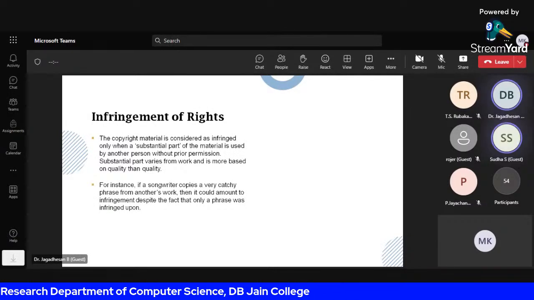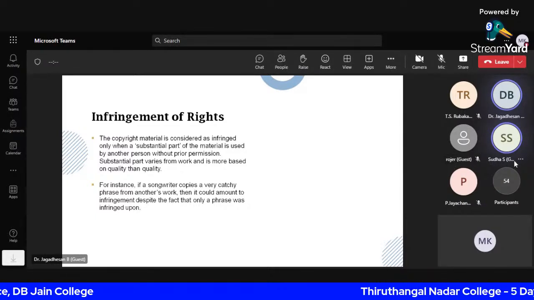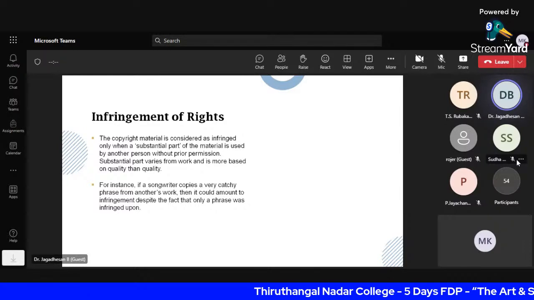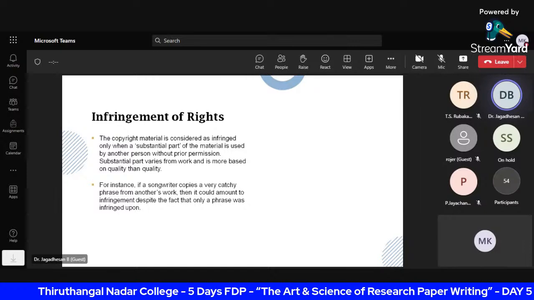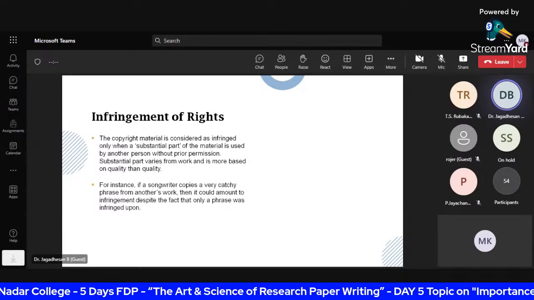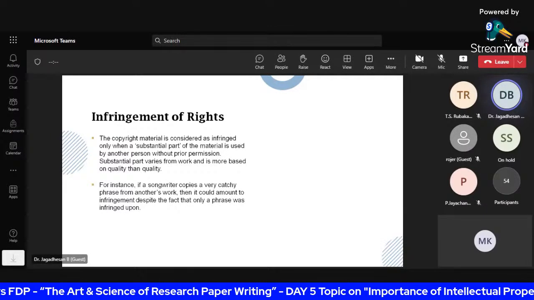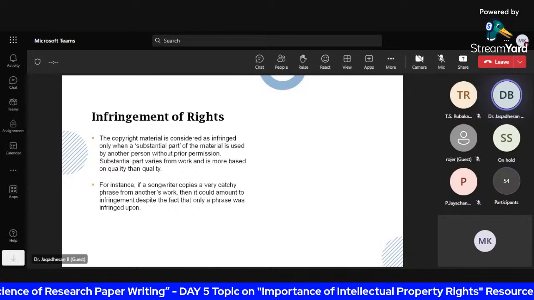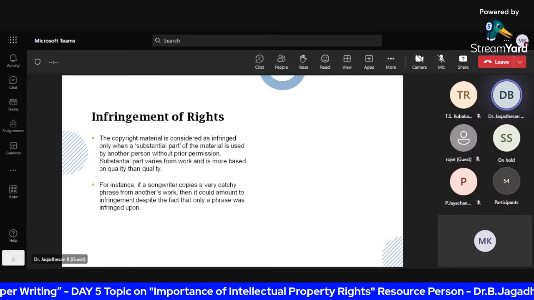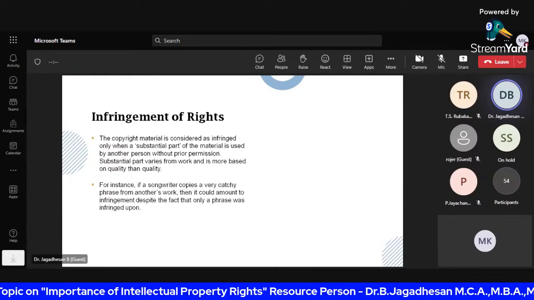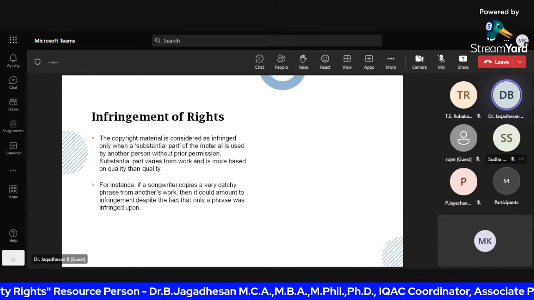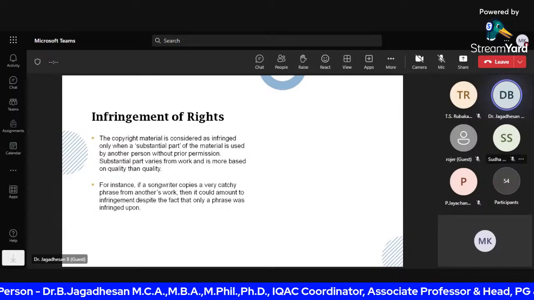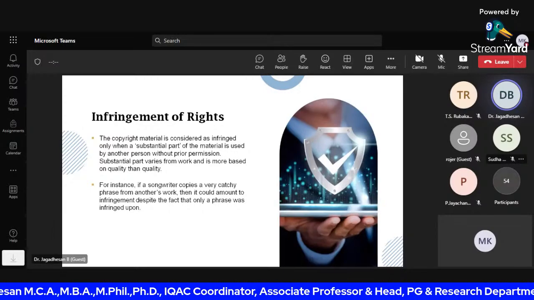Infringement of rights. Copyright material is considered infringed only when a substantial part of the material is used by another person without prior permission. Substantial part varies from work to work and is based on quality more than quantity. For instance, if a songwriter copies a very catchy verse from another work, it could amount to infringement despite the fact that only a verse was infringed upon. For example, in a poem, copying some words from another source is also one of the illegal issues.